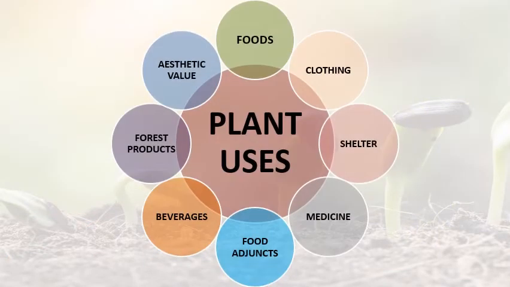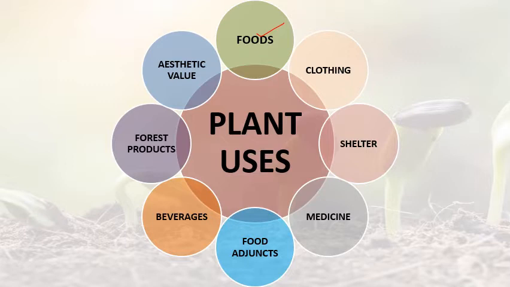Next, this slide shows the various uses of plants for humans. Firstly, food. Plants are an important source of food for humans. It includes cereals like rice, wheat, maize, millets, and pulses like gram, pea, common bean, mung bean, etc., and oil seeds like mustard, groundnut, sunflower, hemp seed, etc. These are the source of carbohydrates, proteins, and lipids.